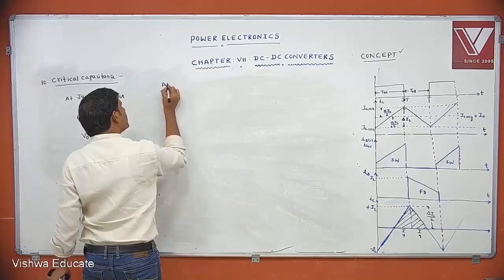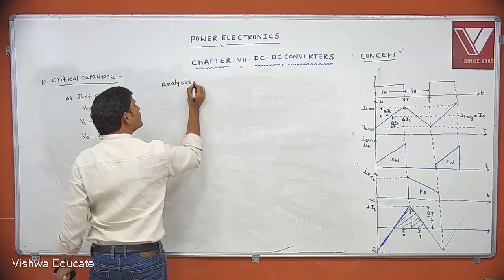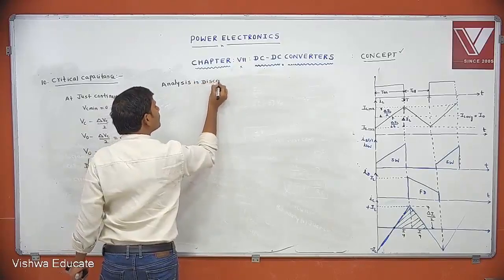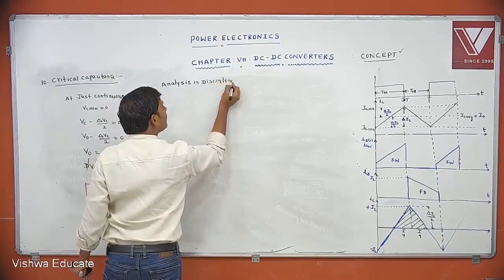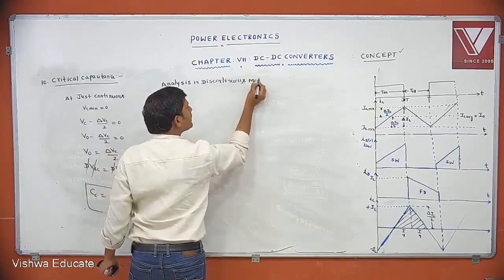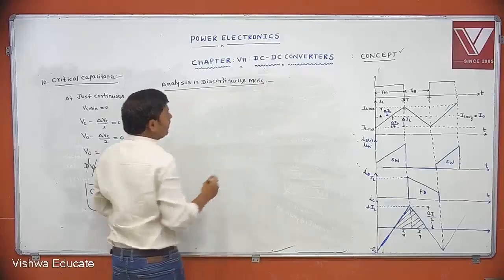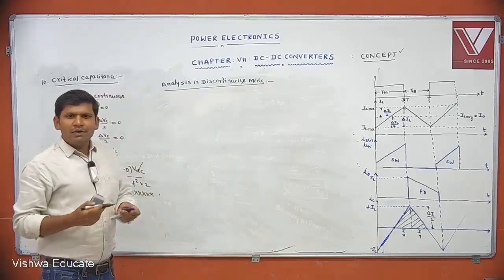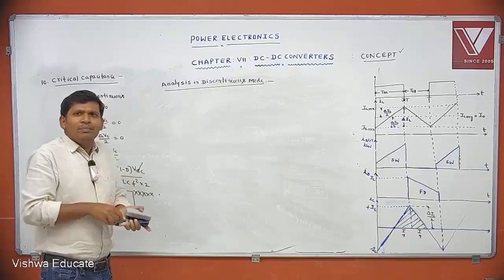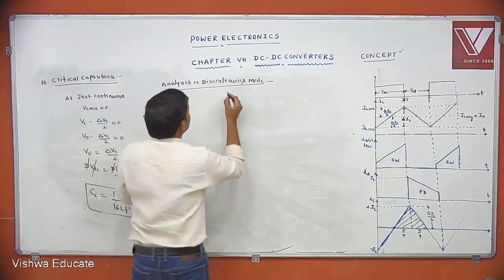Analysis in discontinuous mode. What is the analysis of buck regulator in discontinuous mode? Can you tell me what the discontinuous mode is? Yes. Before completing one time period, if the current falls to 0, then it is nothing but a discontinuous mode.